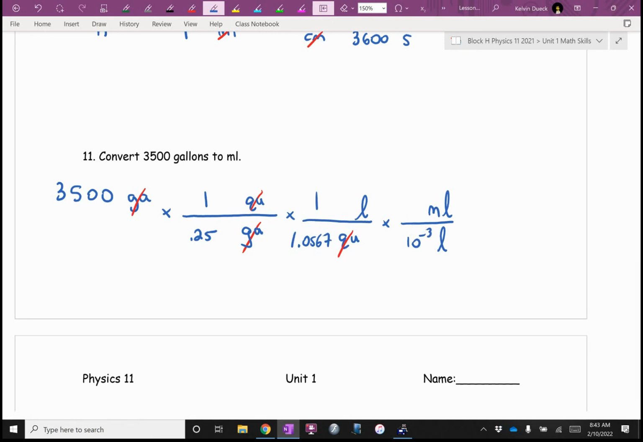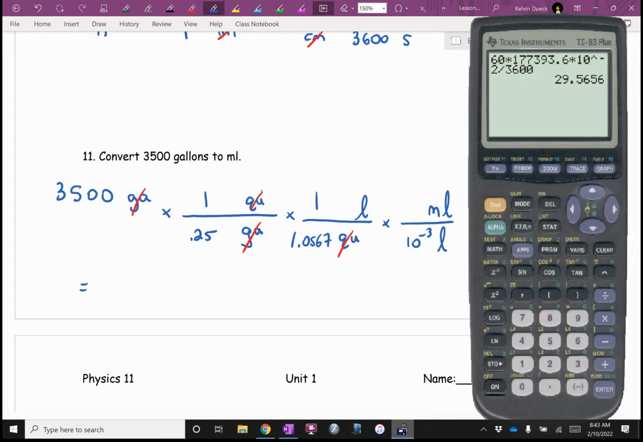All right. I have no idea what the answer is, but now I can crunch it. Multiply by anything on the top. It's a bunch of ones. So I guess it's going to be 3,500 divided by 0.25 divided by 1.0567 and divided by 10 to the negative 3. I get, do you get 1324893.41?